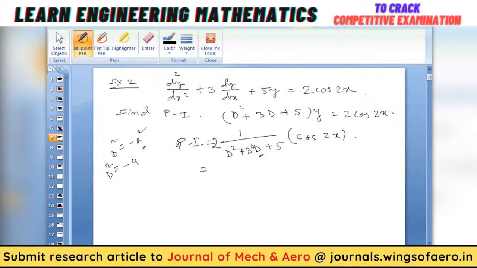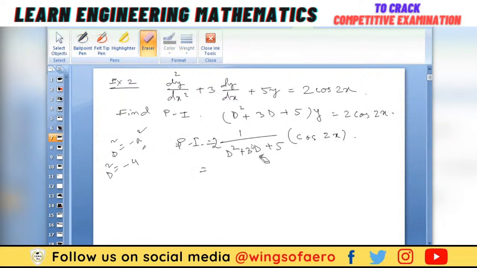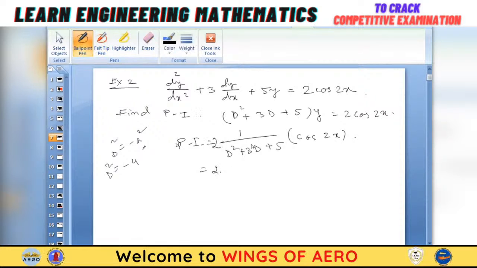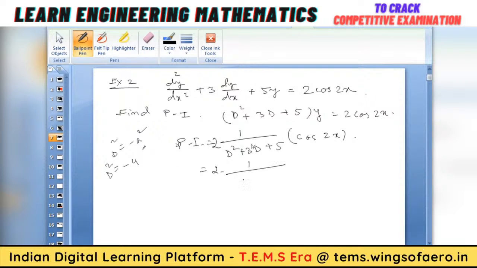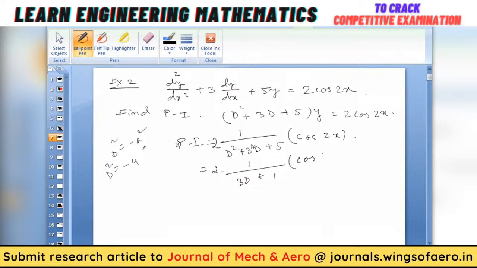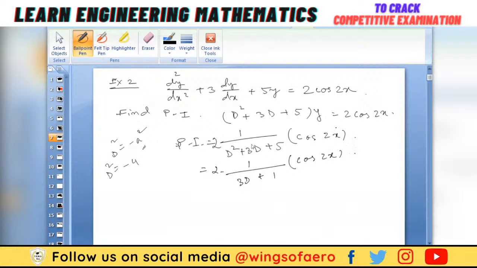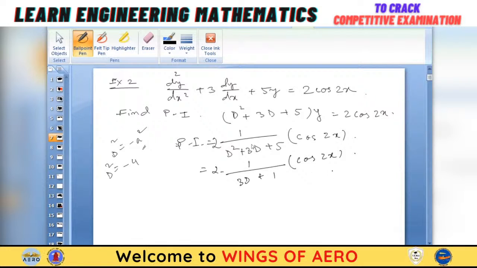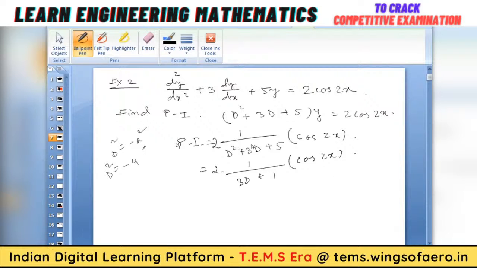But we can't put anything in the place of D. D should be as it is. So 2 into, after putting D square equal to minus 4, it is minus 4 plus 5, so it becomes 3D of cos 2x. Now the problem is, rationalize this. Any doubt? So can we do rationalize now?